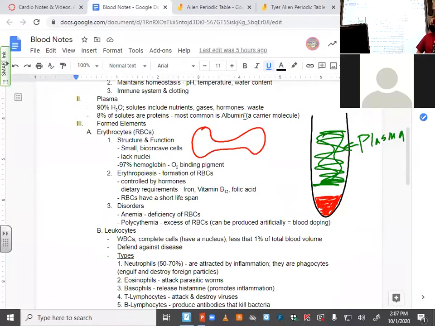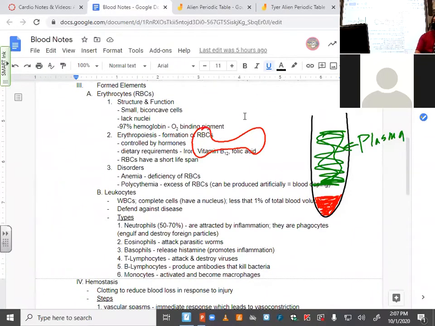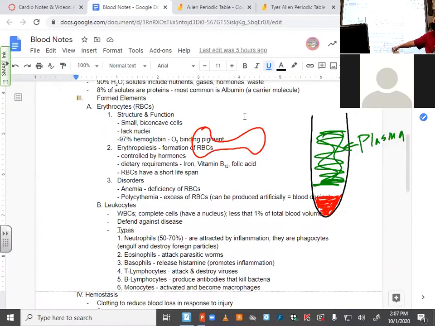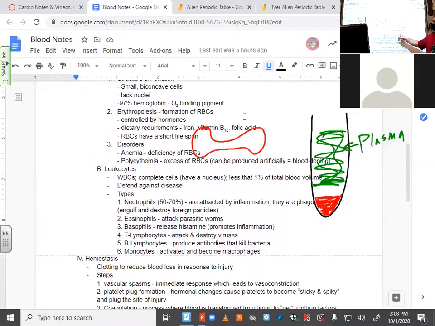Questions on red blood cells? All right, let's knock out leukocytes real quick, and then we'll call it a day. So leukocytes are just a fancy word for white blood cells. These guys, unlike red blood cells, are complete cells. They have a nucleus, and they can reproduce themselves as well. They make up less than 1% of total blood volume, so not many of these guys compared to red blood cells. And their job is to defend us against disease.